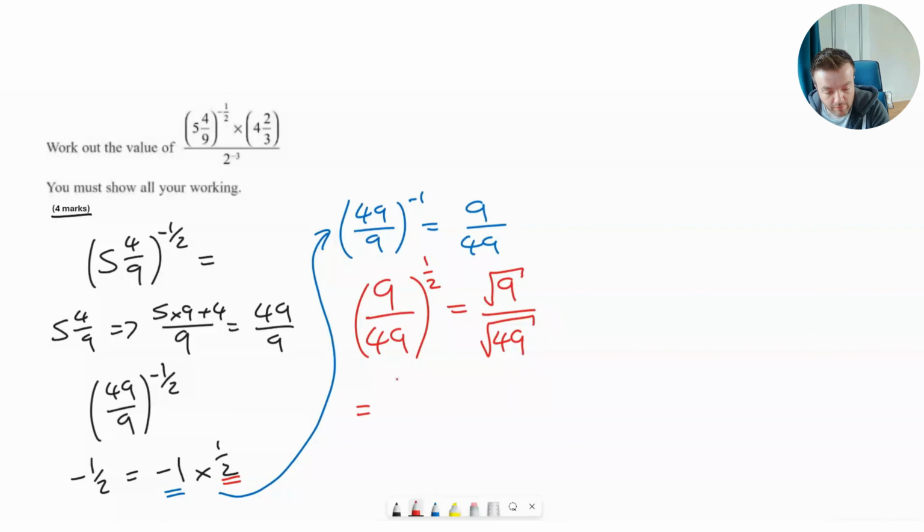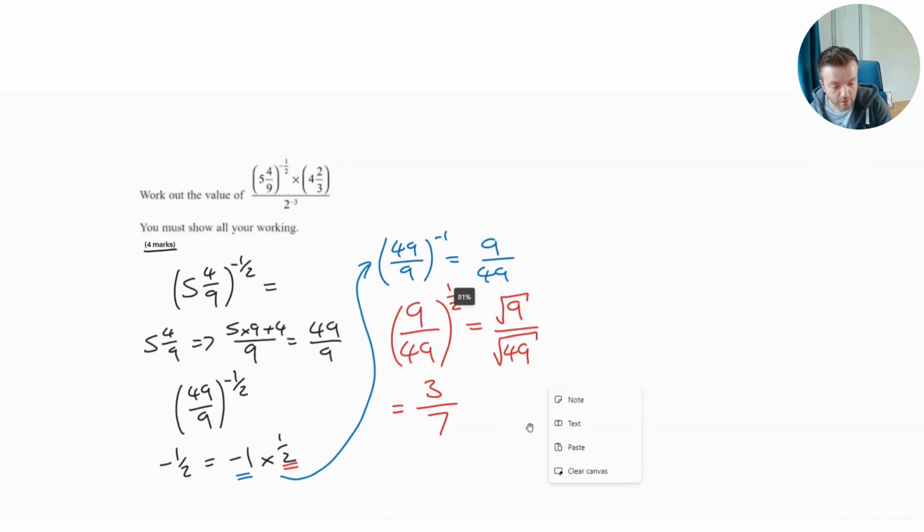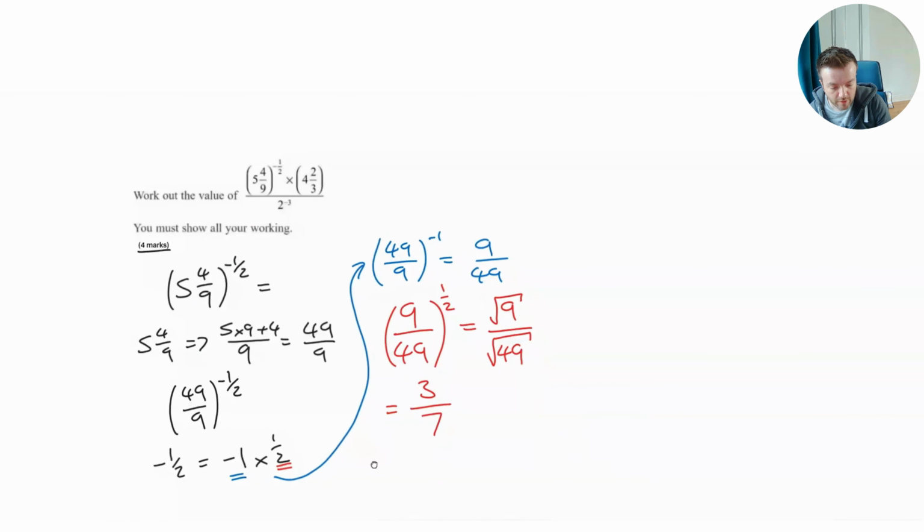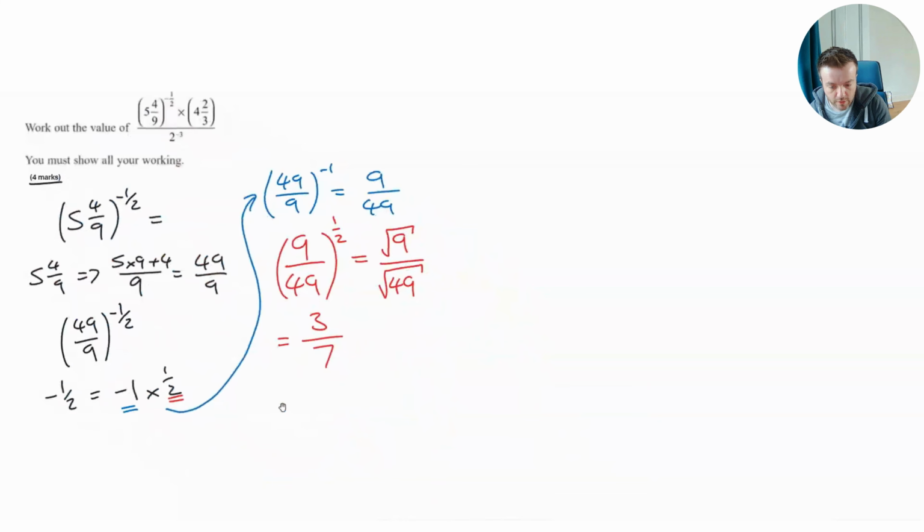So here we're going to have 9, which is going to give us 3. The square root of 9 is 3. And the square root of 49 is 7. Okay. Right. So we've got ourselves 1 mark. Quite a lot of work for 1 mark, but hey ho. Right. Let me just move this over and let's go on to the next bit.